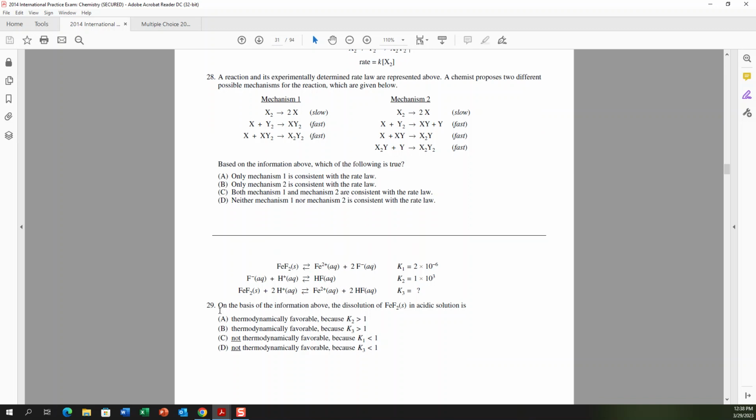All right, for number 29, we need to find the equilibrium constant for this reaction. So we're thinking Hess's law, but with equilibrium. So what we have to notice is we have to double this equation. So if we double this equation and add it to this one, we'll get this reaction. But remember, when we double an equation, we don't double the equilibrium constant, we square it. So we're going to take K2 and square it, and then multiply it by K1, and that's going to give us K3, and we want to know if it's greater than 1 to see if it's thermodynamically favored or not.